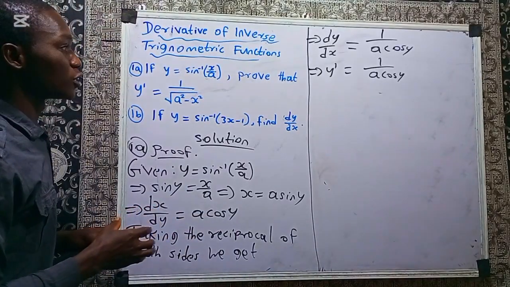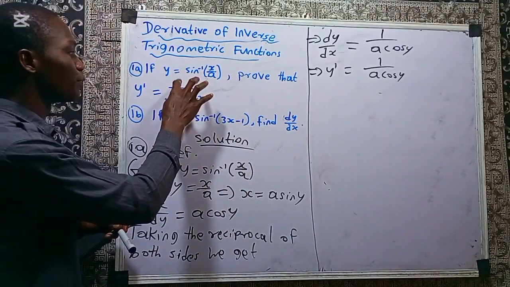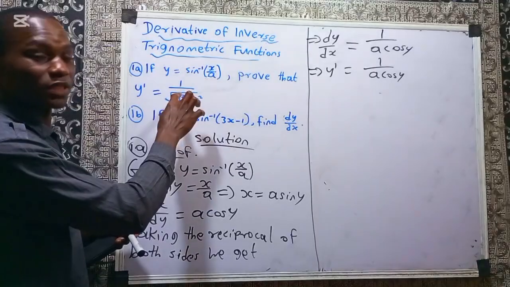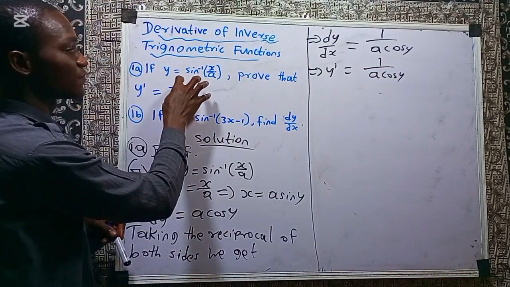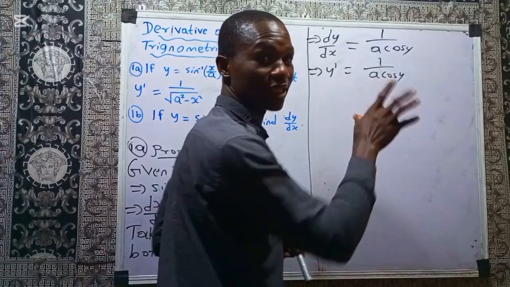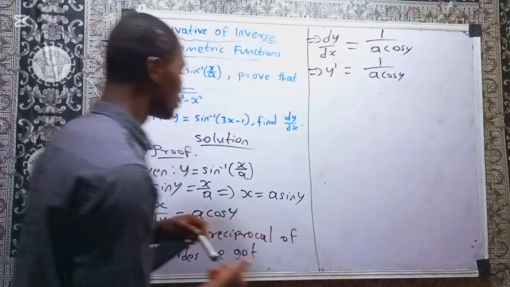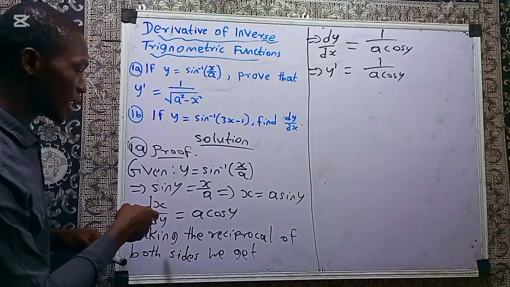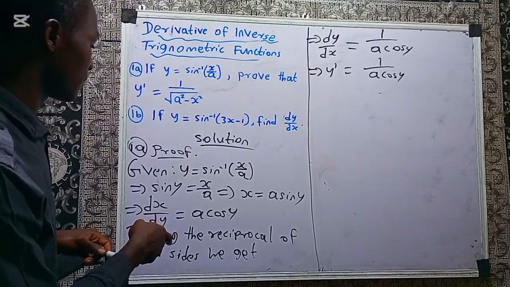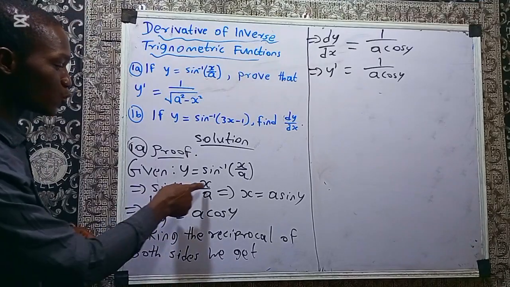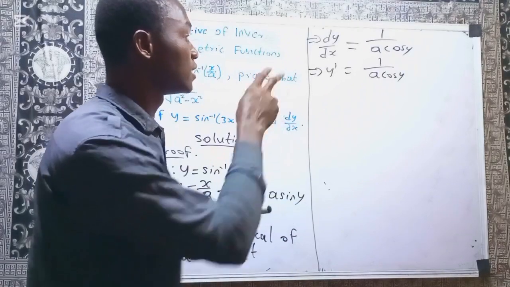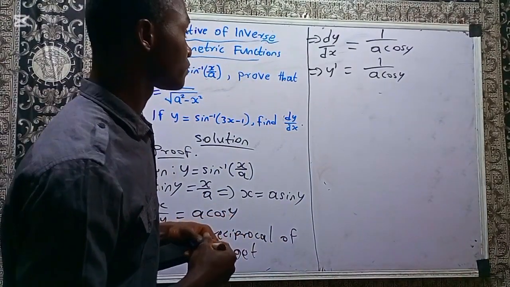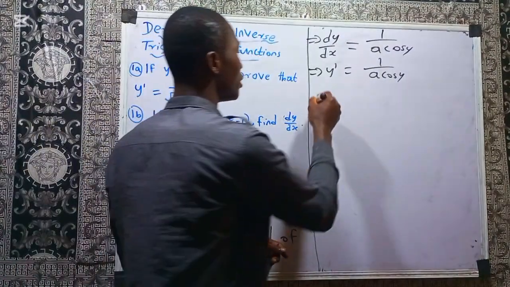Okay, but in our proof, this is what they want us to get. They want us to get the answer in this form, not in terms of cosine, right? But we have an important expression here. They say sine y is x over a, right? But we know the relationship between sine and cosine.